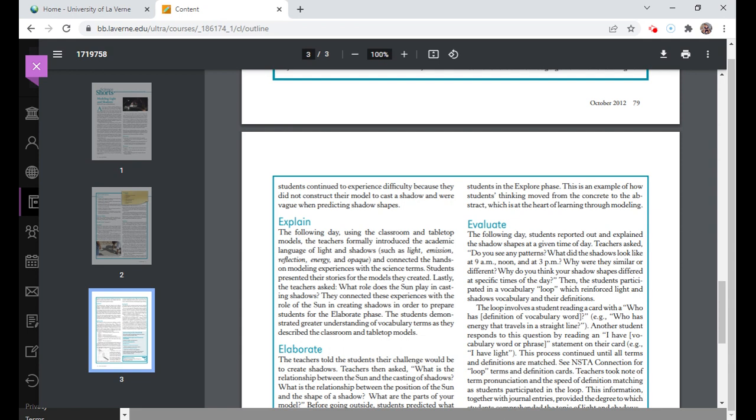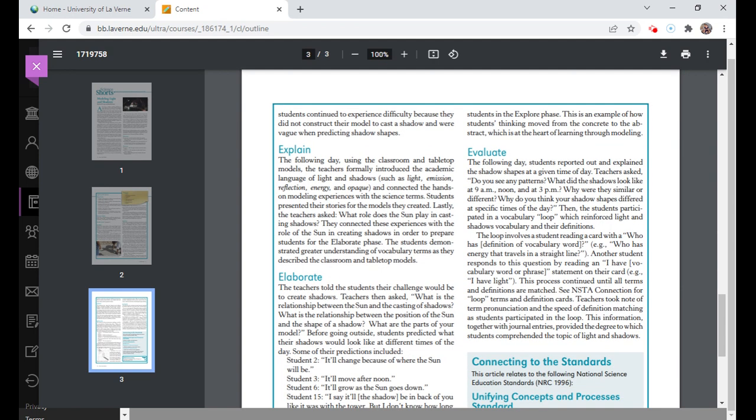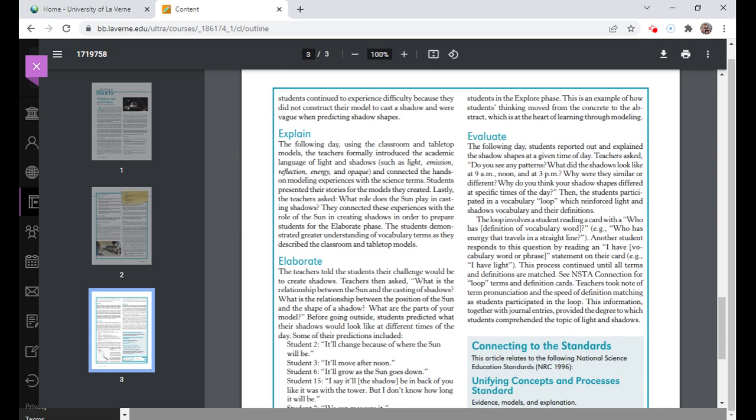And then the elaboration part, the teachers told the students their challenge would be to create shadows, and by asking the students questions, they had them practice hands-on activities using light and shadows, and then by introducing the vocabulary, students were able to build relationships between ideas and make connections with models. This knowledge was applied in our daily lives because we typically judge objects by the way their shadows look, and this elaborated further into those shadows.